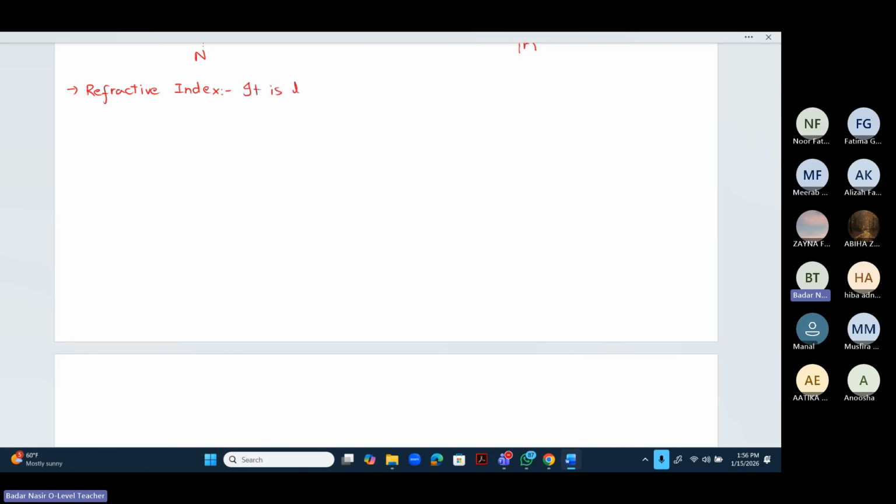It is the ratio of sine of angle of incidence to sine of angle of refraction. Now, how do we denote refractive index?